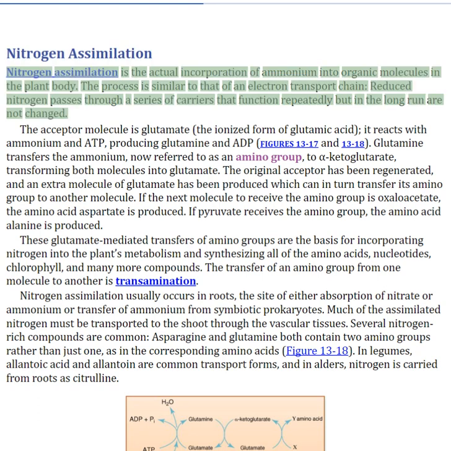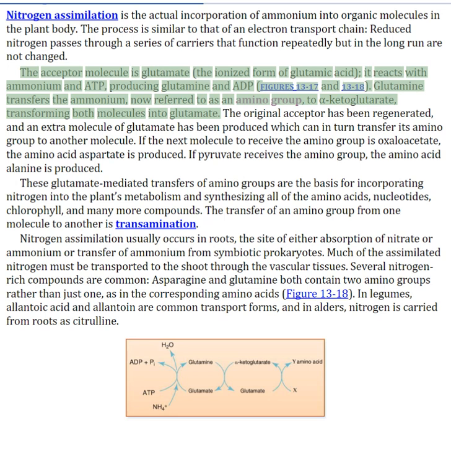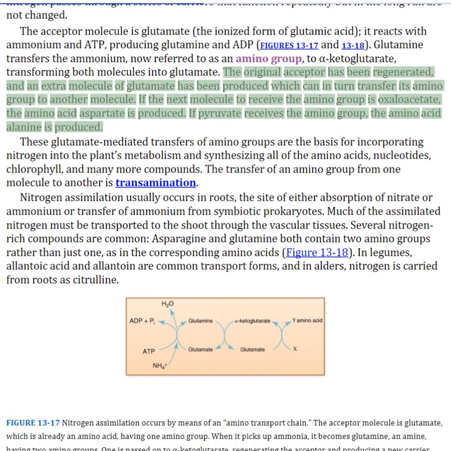Nitrogen assimilation. Nitrogen assimilation is the actual incorporation of ammonium into organic molecules in the plant body. The process is similar to that of an electron transport chain. Reduced nitrogen passes through a series of carriers that function repeatedly but in the long run are not changed. The acceptor molecule is glutamate. It reacts with ammonium and ATP, producing glutamine and ADP. Glutamine transfers the ammonium, now referred to as an amino group, to alpha-ketoglutarate, transforming both molecules into glutamate. The original acceptor has been regenerated, and an extra molecule of glutamate has been produced, which can in turn transfer its amino group to another molecule.